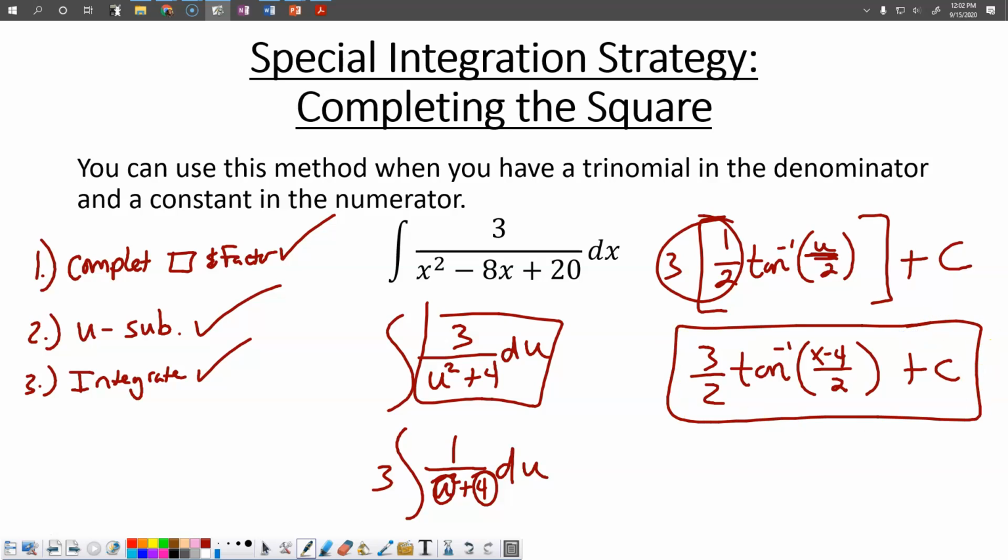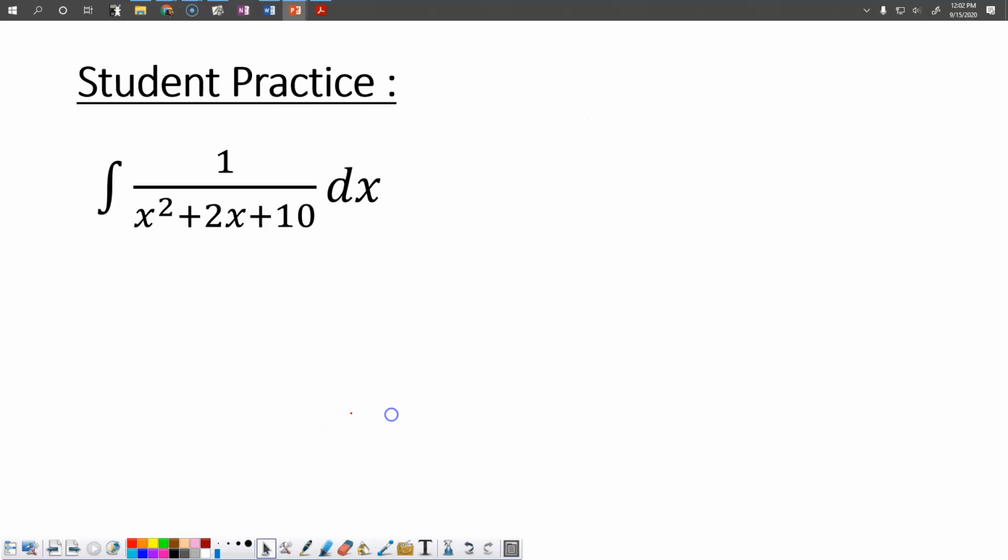Whenever you have a number on top and a trinomial on the bottom, it's going to be a completing the square problem that results in an arctangent answer. So step 1, complete the square and factor. Step 2, do u substitution. Step 3, integrate. All right, so let's go ahead and have you guys try this problem here. Go ahead and pause the video and take it as far as you can.